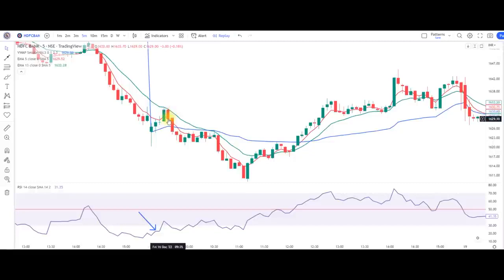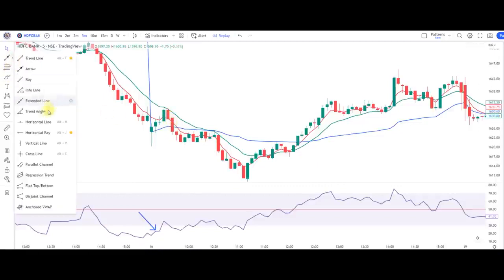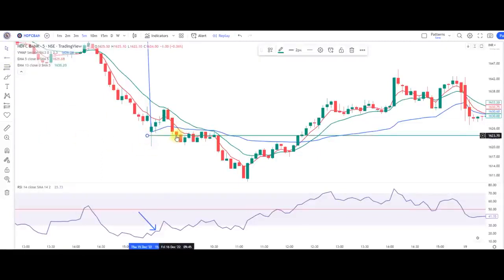But we will not enter into the short trade after this red candle. We will go for the short trade below this red candle. This red candle gave the confirmation. It gave close below the VWAP and below the 5 EMA and the 13 EMA, and price is already below 50. So one can enter into the short trade below this red candle.